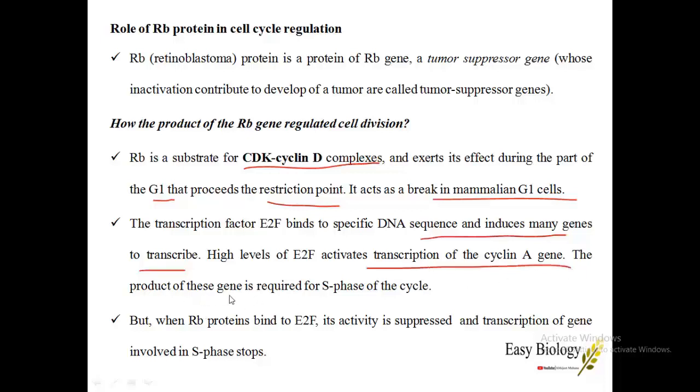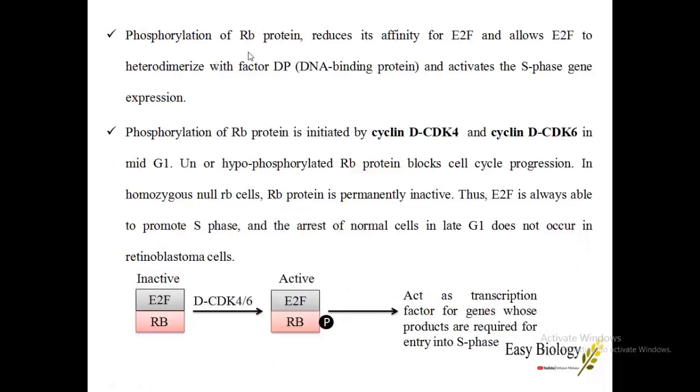The product of this gene is required for S phase of this cycle. But when Rb protein binds to E2F, the activity is suppressed and transcription of genes involved in S phase is stopped. The phosphorylation of Rb protein reduces its affinity for E2F and allows E2F to heterodimerize with factor Dp. Dp means DNA binding proteins, and it activates the S phase gene expression.